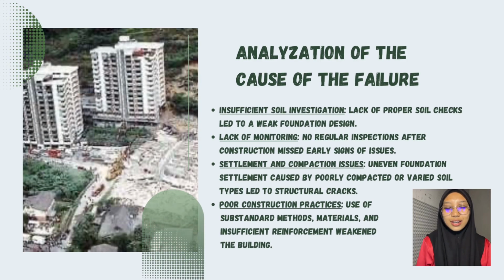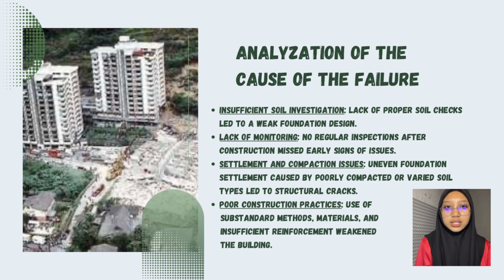For analysis of the cause of the failure, there are several factors that contributed to the foundation failure at Highland Tower. First, inadequate drainage system. The site lacked a proper drainage system, which allowed water to pool around the base of the buildings and weaken the soil. Next, poor soil and foundation design. The foundation wasn't designed for the specific soil and environmental conditions of the area, especially during heavy rains.